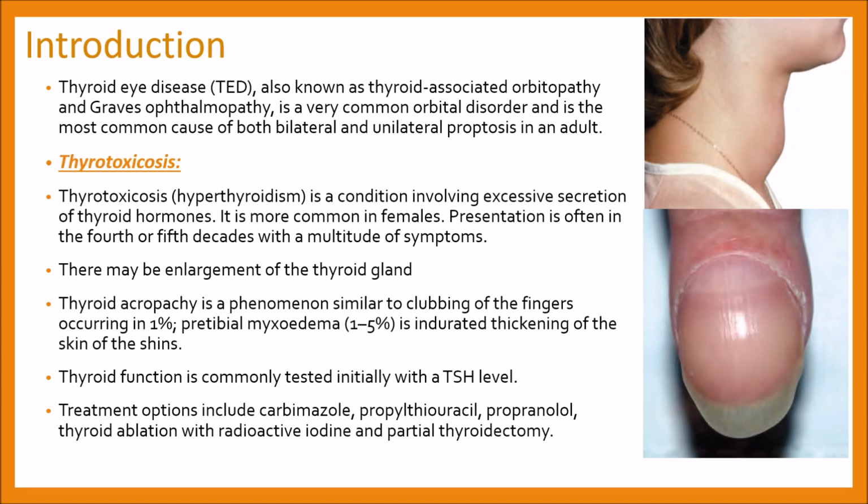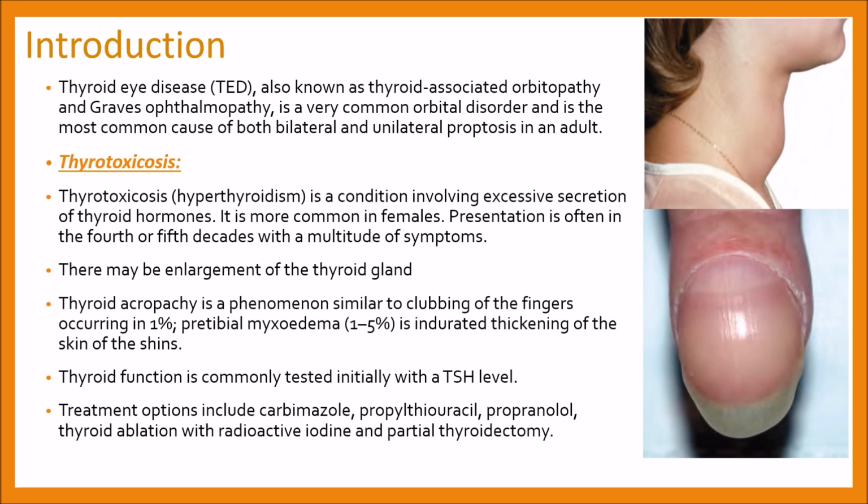Presentation is often in the 4th or 5th decades with symptoms including weight loss despite good appetite, increased bowel frequency, sweating, heat intolerance, nervousness, irritability, palpitations, weakness, and fatigue. There may be enlargement of thyroid as it is shown in the figure, tremor, palmar erythema, and warm and sweaty skin.